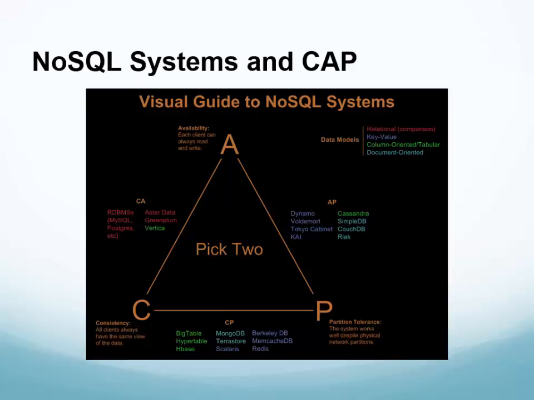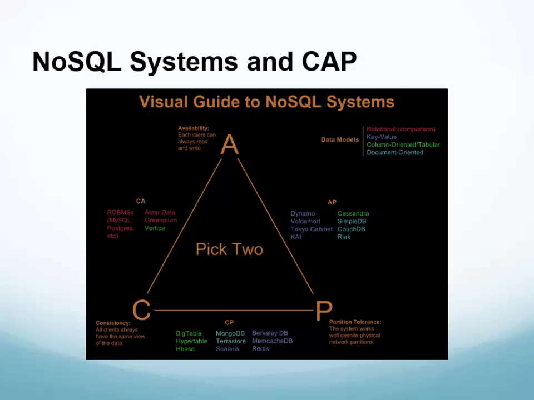NoSQL: Aster Data. Aster is, I guess, Teradata's response to big data solutions. Greenplum, I forgot the name of this company. This solution is from EMC. It's also a big name. And then there is Vertica. These are all data warehouse providing companies. And we have consistency: all clients always have the same view of the data.